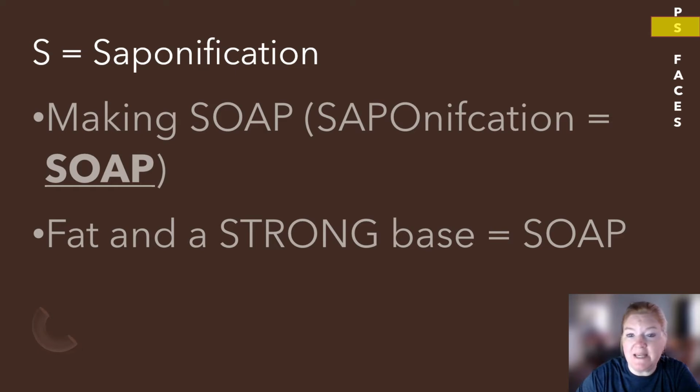Okay, next up is saponification. Saponification is making soap. And look at this. Do you see the beginning of this? Soap, saponification. Same letters, just scrambled up. So saponification means making soap. We use a fat and we use a strong base, and then we're going to get soap.